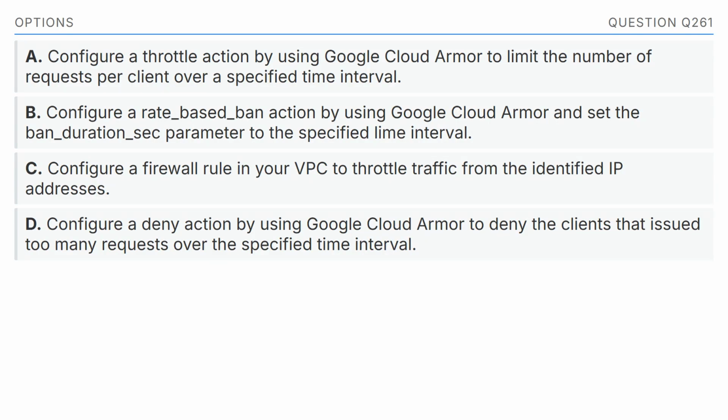The options are Option A. Configure a throttle action by using Google Cloud Armor to limit the number of requests per client over a specified time interval. Option B. Configure a rate_based_ban action by using Google Cloud Armor and set the ban_duration_sec parameter to the specified time interval. Option C. Configure a firewall rule in your VPC to throttle traffic from the identified IP addresses. Option D. Configure a deny action by using Google Cloud Armor to deny the clients that issued too many requests over the specified time interval.